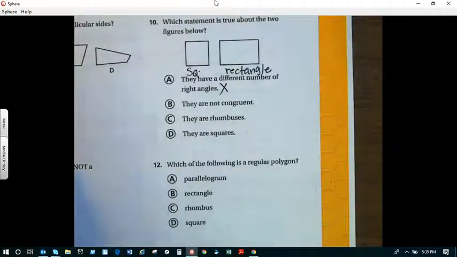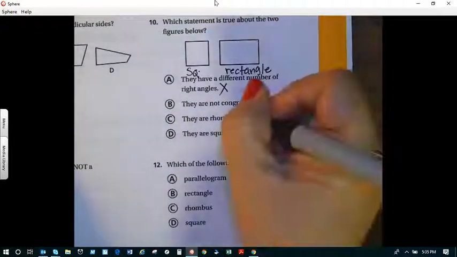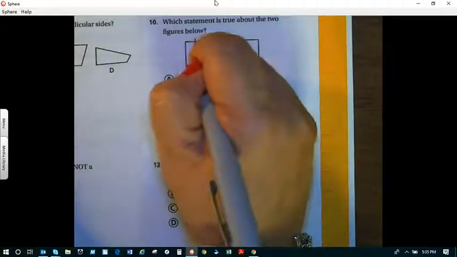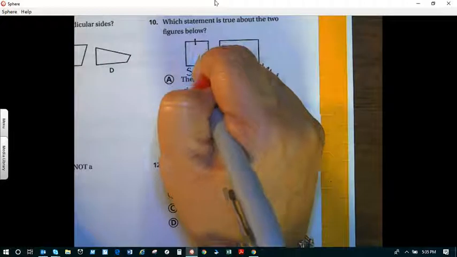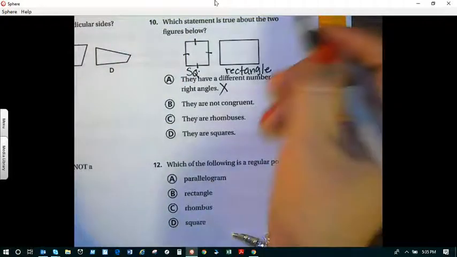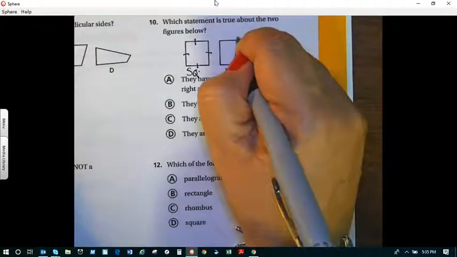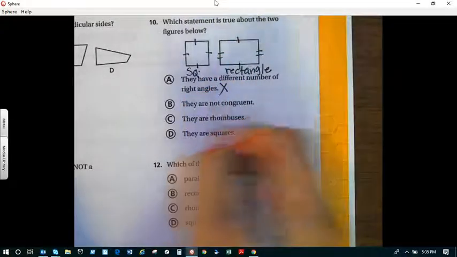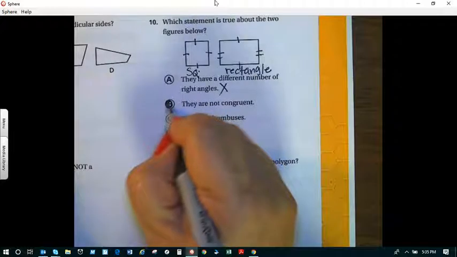They are not congruent. Is that true? That's absolutely right. Because on a square, all sides are congruent. On a rectangle, you have this one that's congruent to this one, and this is congruent to this one, so they are not congruent. That's a true statement right there.